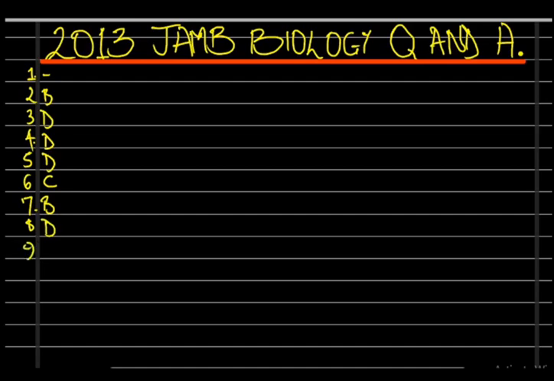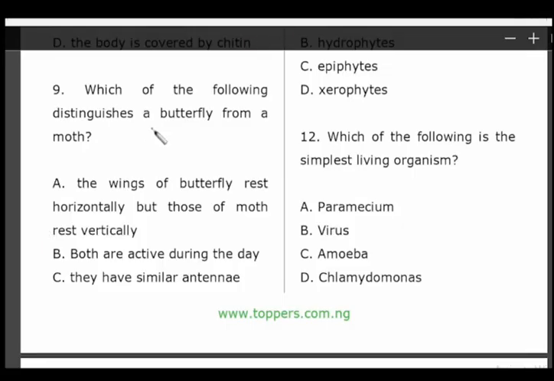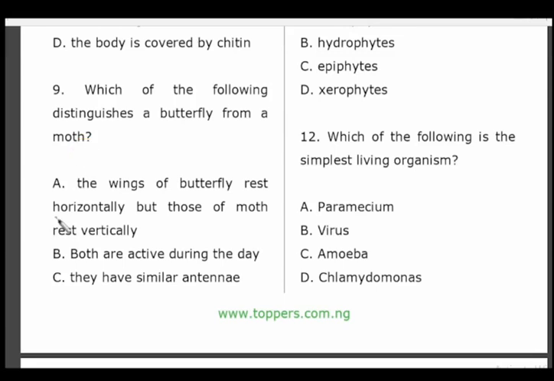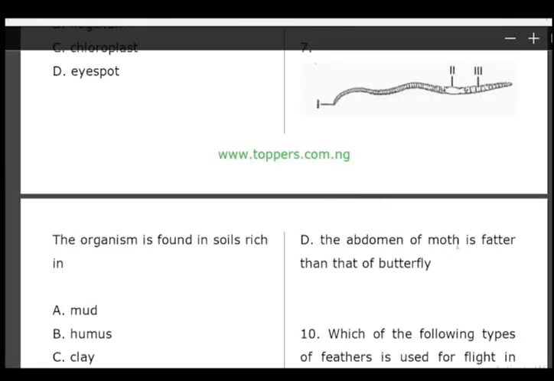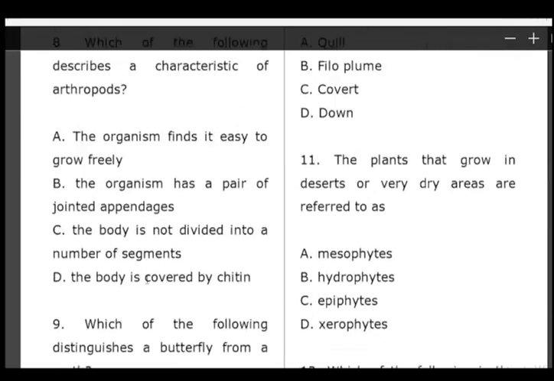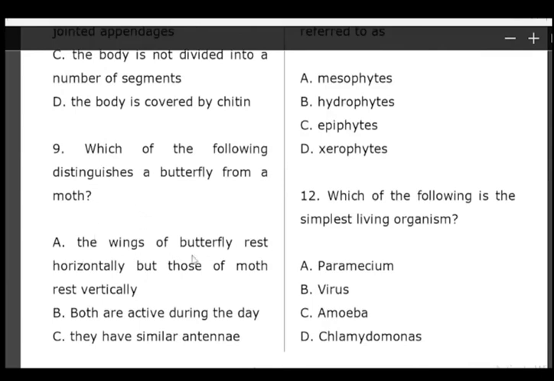And then we move to question 9. Which of the following distinguishes a butterfly from a moth? A. The wings of butterfly rest horizontally, but those of moth rest vertically. B. Both are active during day. C. They have similar antennae. And then D says the abdomen of moth is fatter than that of the butterfly. Actually, the answer to our question is A. The wings of butterfly rest horizontally, but those of the moth rest vertically. That is the answer to question 9 there.